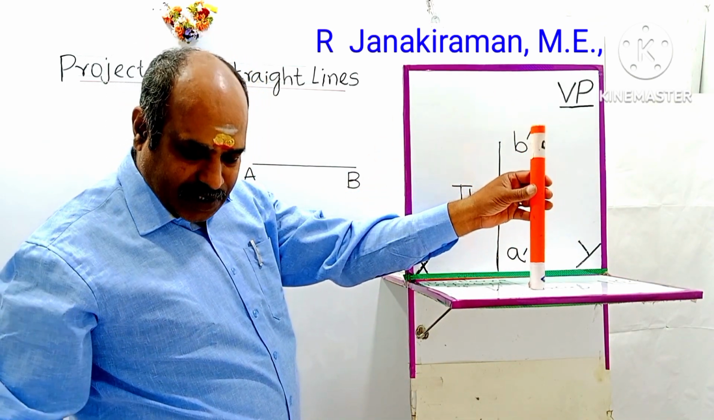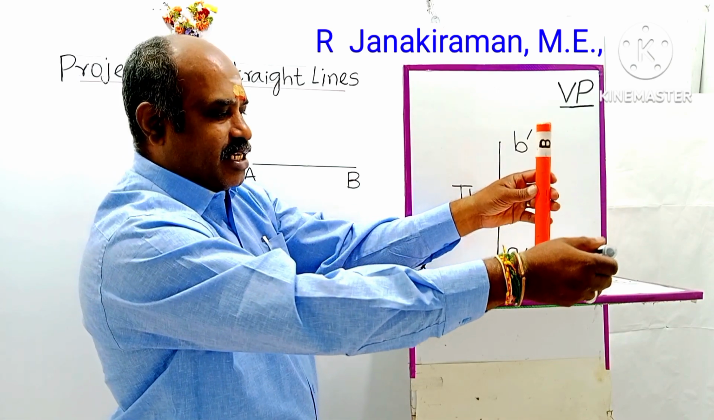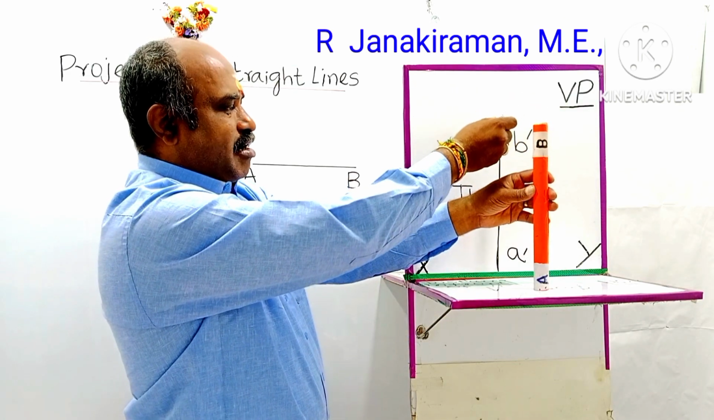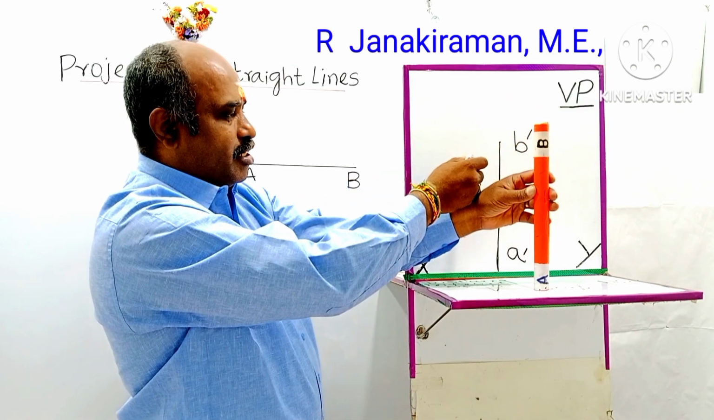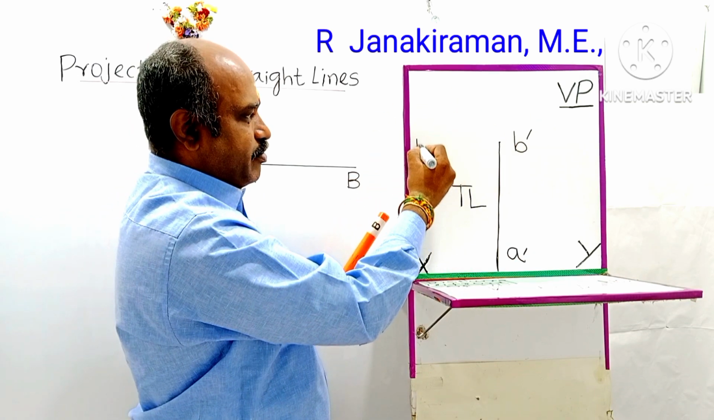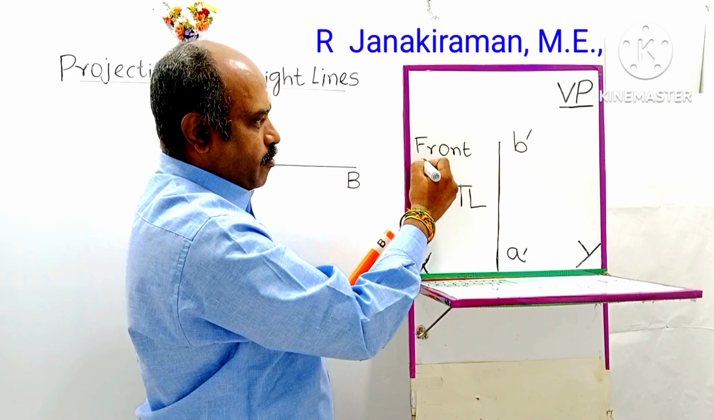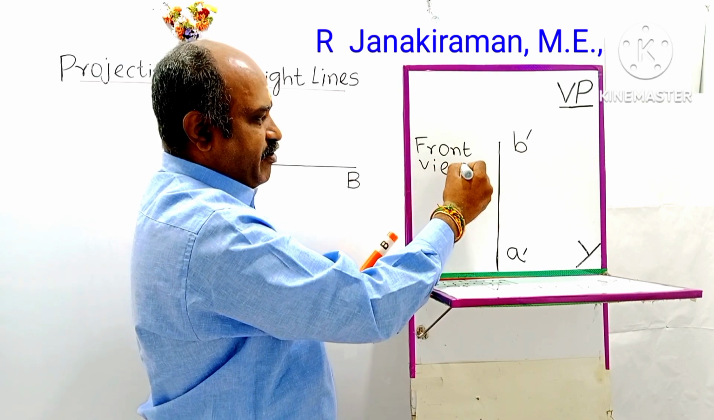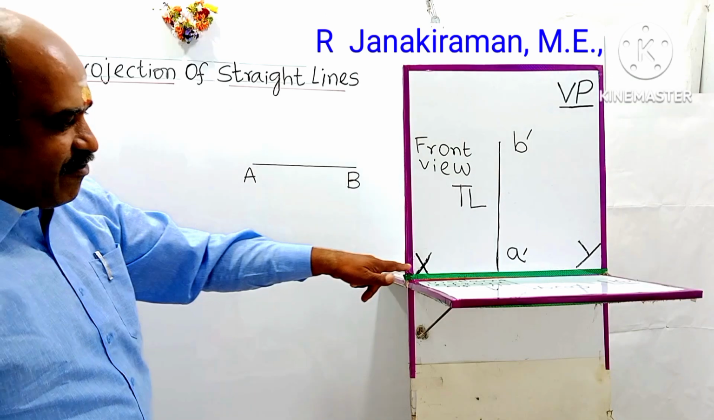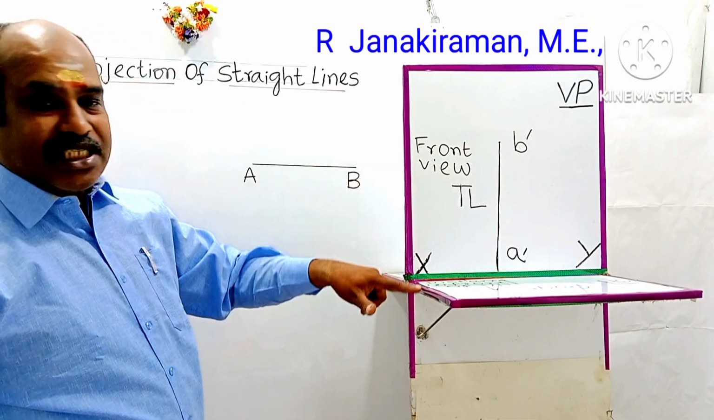Observer is a person who sees the object looking in this direction, which is called the front view direction. The points projected or the line projected on the vertical plane is called the front view. We'll have the true length TL in the front view. So front view is projected on the vertical plane. Okay, and this is a reference line shown green in color, connecting VP and HP.